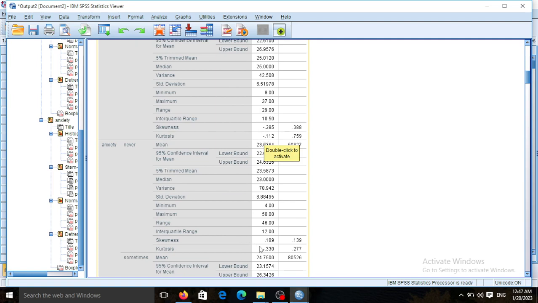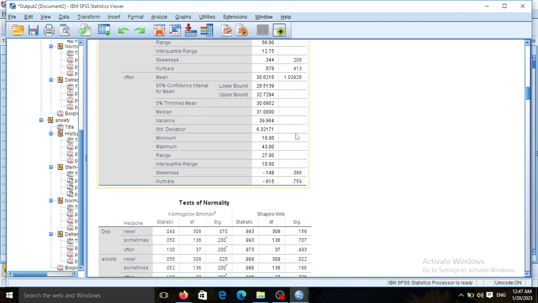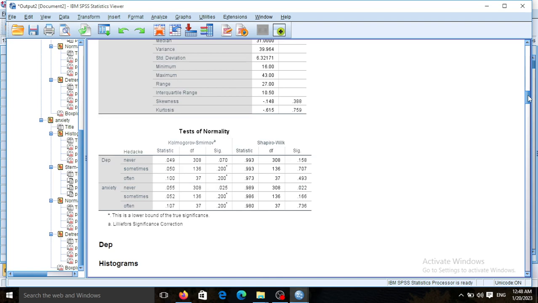and again here, and here, or here. You can see in all subgroups of headache, and across the whole group, both depression score and anxiety score have a normal distribution pattern.